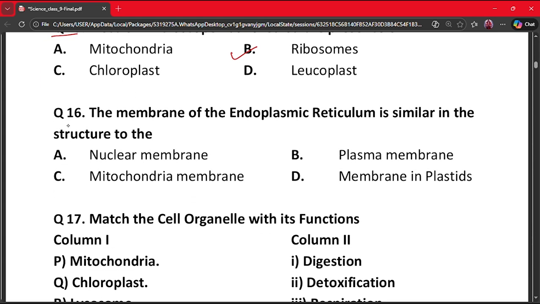Our next question is question number 16. The membrane of endoplasmic reticulum is similar in the structure to the A. Nuclear membrane, B. Plasma membrane, C. Mitochondria membrane, and D. Membrane in plastids. The correct answer is plasma membrane, because ER membrane structure is similar to plasma membrane. Both are made of lipid bilayer. So option B is the correct answer.